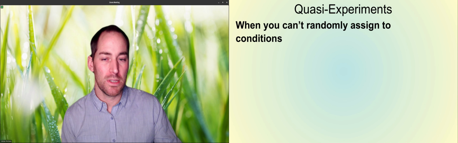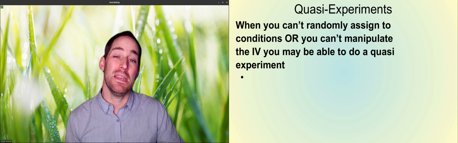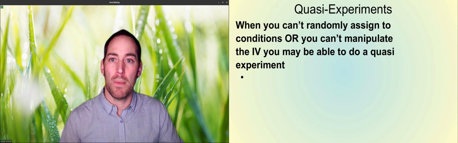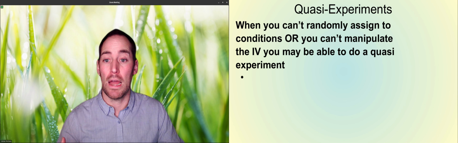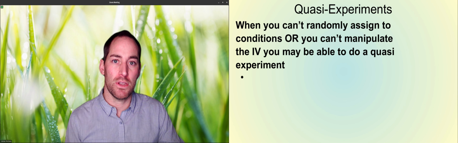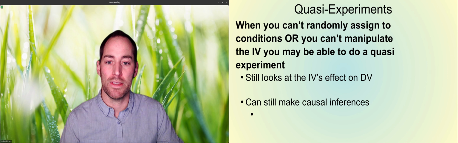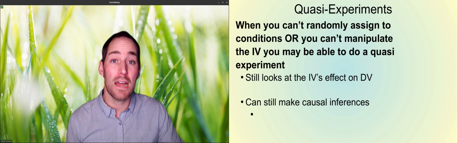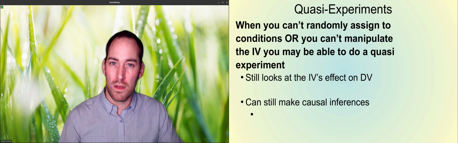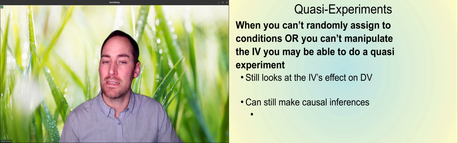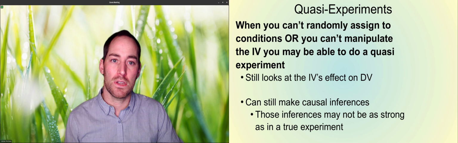So a quasi-experiment's when you can't quite randomly assign two conditions. Or maybe you can't manipulate the IV. So maybe you can't actually make one room loud or one room quiet. Maybe the room is already loud or quiet. So you still may be able to do a quasi-experiment. You're still looking at the effects of the IV, the independent variable, on the DV, the dependent variable, and you can still make causal inferences. It's not quite as strong as a true experiment in most cases. Some are very strong though. So these inferences might not be as strong as a true experiment, but pretty good.